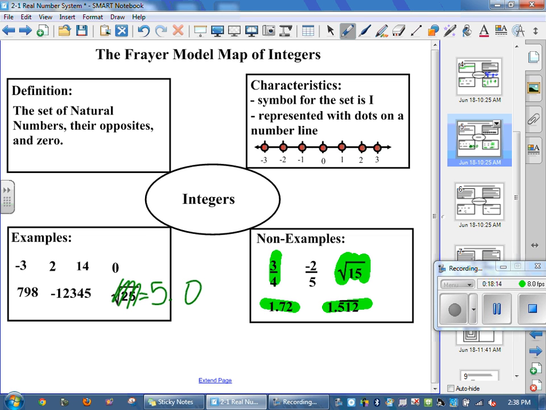Let's take a look at the other ones. And again, what is represented by dots? Same thing, it's just a dot on the number line. Okay? So the number 50 would have one single dot on the number 50.